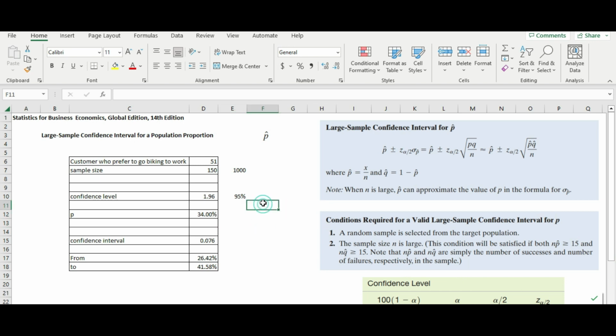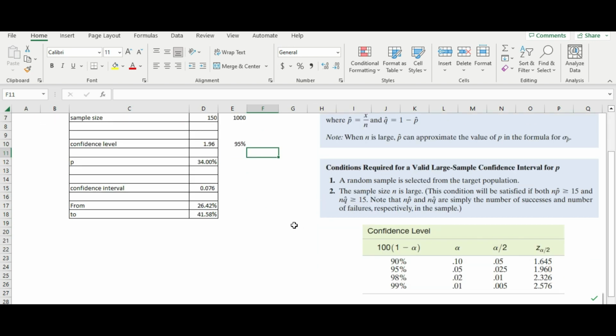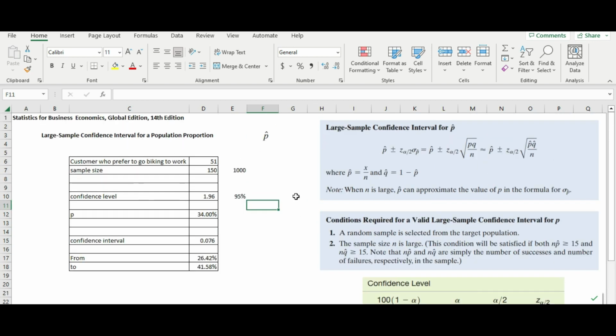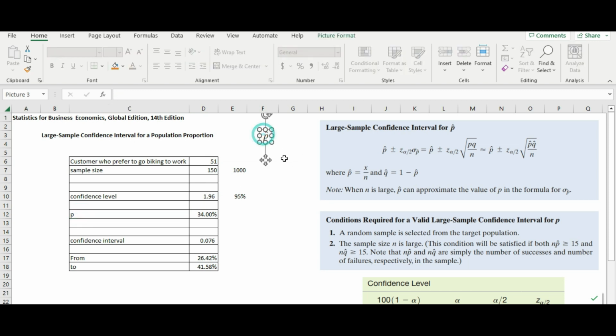I guess I've already discussed all of this. By the way, I'm having a hard time typing this P hat, so I just put a plain P.